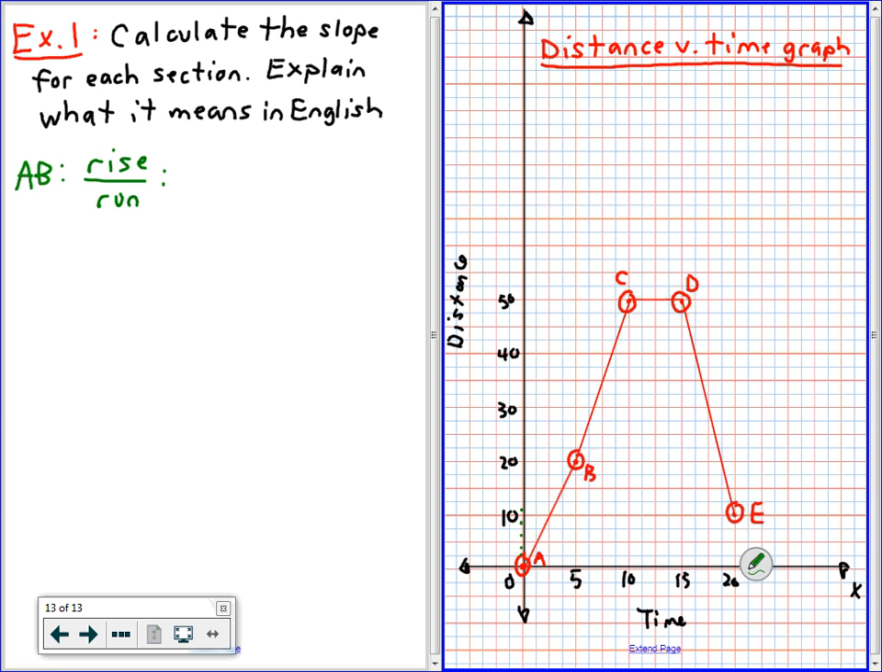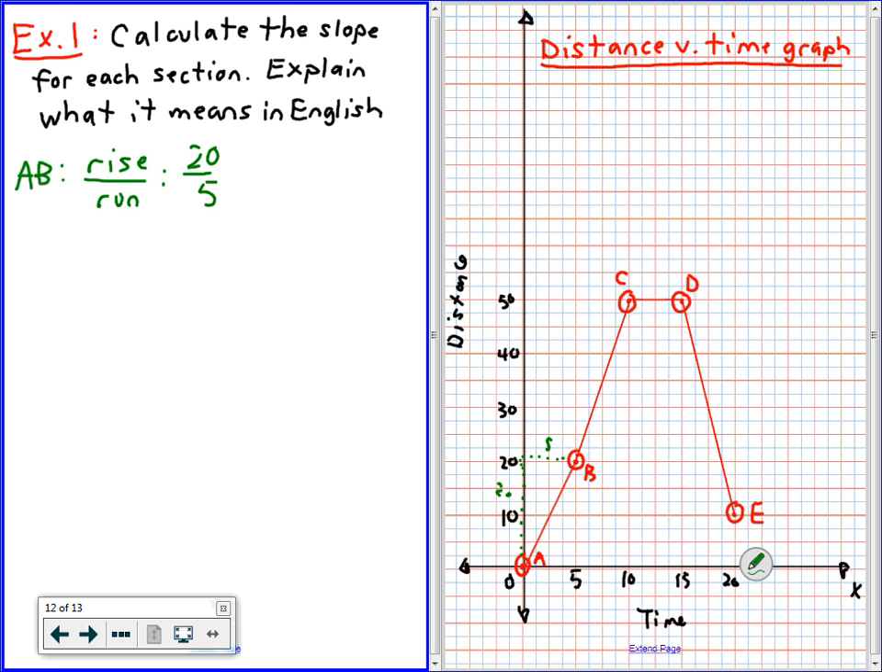20 and right 5. So that's 5, that's 20. So it's going to be 20 divided by 5, the slope is 4. I'll do the next one using the y2 minus y1. Okay? And then we'll go from there. Does that make sense how I got 4?